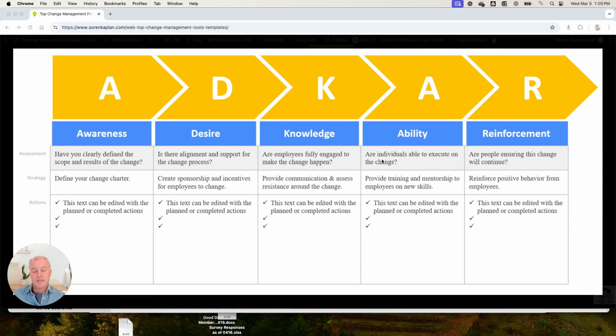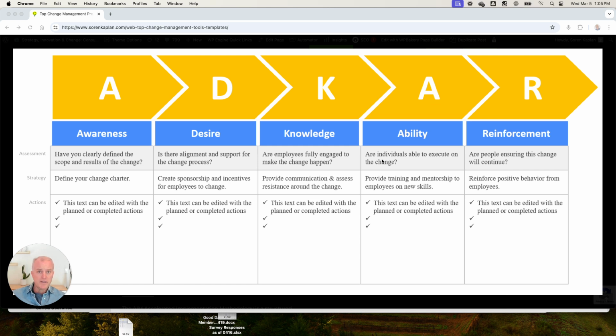So the ability piece then leads to reinforcement. If you have made the case for change, created that desire, given people the knowledge and the tools, then the change is happening, but you want to reinforce it. So you may need to provide additional support, communications, and other tools to make sure that the change is happening as well as measure it. And so measuring it can be dashboards, it can be through engagement surveys and other resources that you might have to bear on your project.